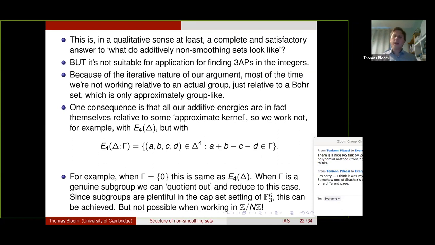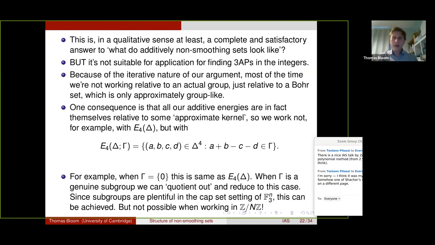And this is basically why it's not an issue for Bateman and Katz, because you can basically always assume that you're working relative to an actual subgroup because there are so many of them in F3 to the N. So really you can always ensure that you're working with genuine E4 of delta, not some approximate version of it. But this is not possible in Z mod NZ, right? In general, when N is prime, there are no subgroups at all.